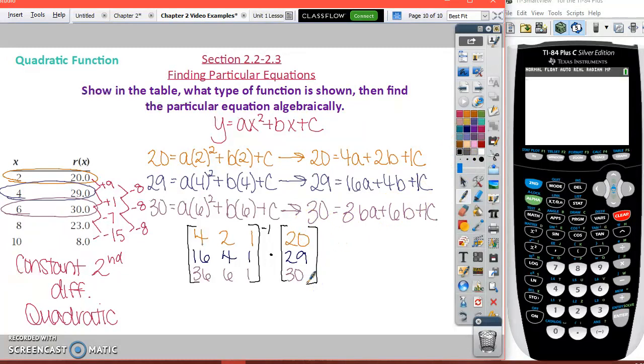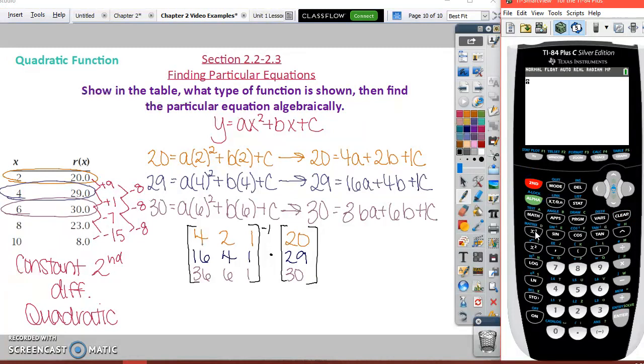Okay, so in our calculator, we can go to second and x to the negative 1 right there. Go over into edit and grab matrix A. I need this matrix to be a 3 by 3. And I'm going to type in all the values: 4, 2, 1, 16, 4, 1, and 36, 6, 1. So now we have everything stored under matrix A.